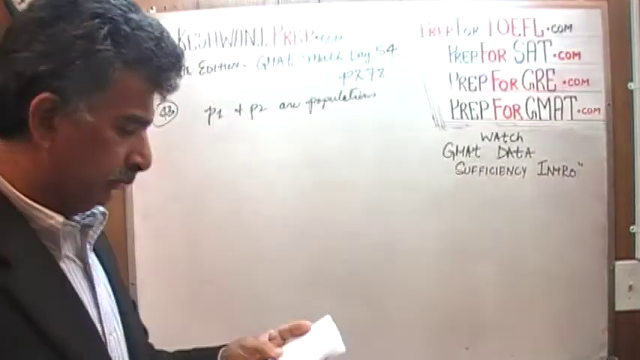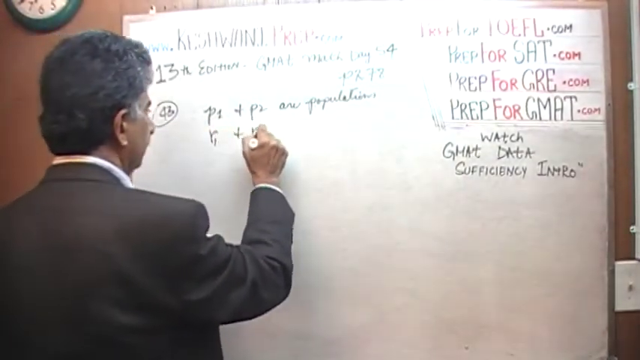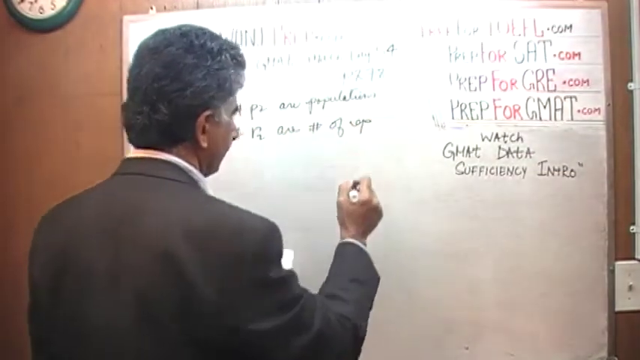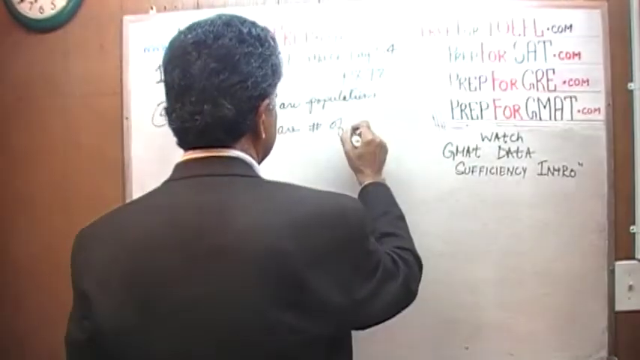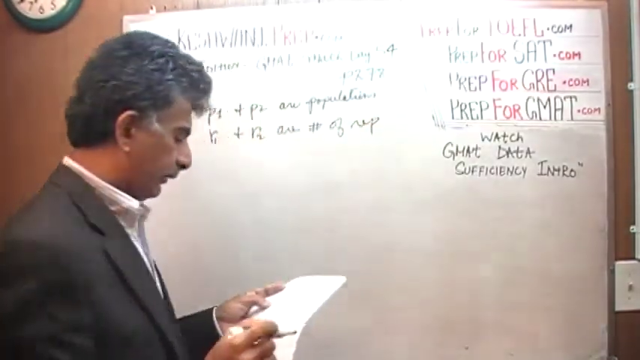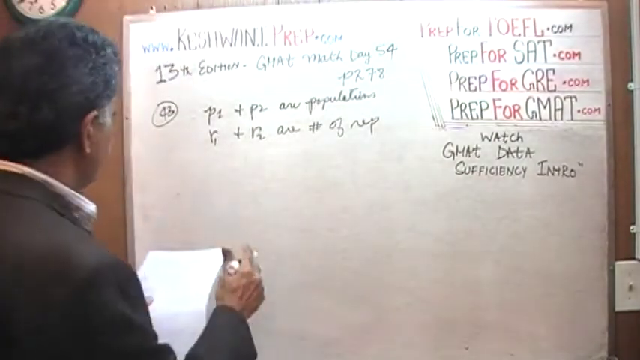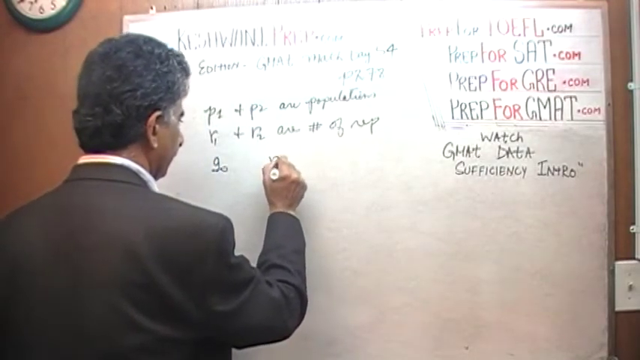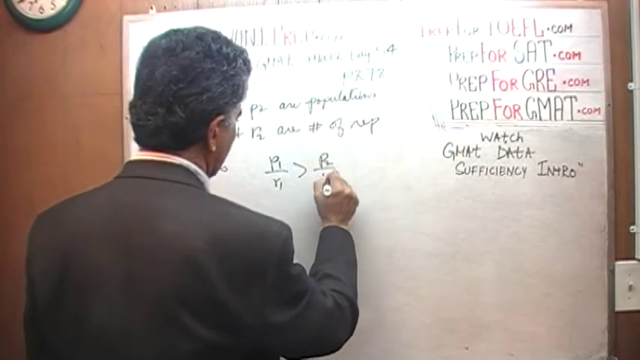And R1 and R2 are the number of representatives of town 1 and town 2. The question simply is: is the ratio P1 over R1 greater than P2 over R2?